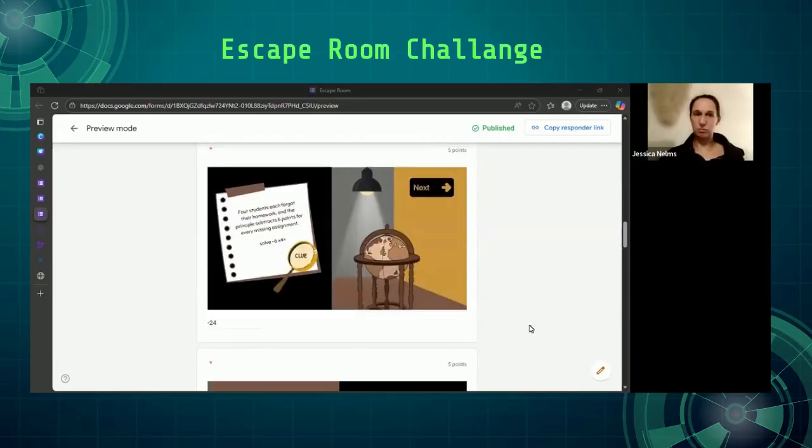Our first puzzle. 4 students each forgot their homework, and the principal subtracts 6 points for every missing assignment. So we are going to solve this problem using a number line. We are going to start at 0 and count 4 times by 6.